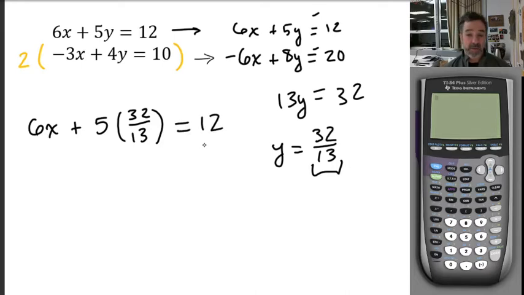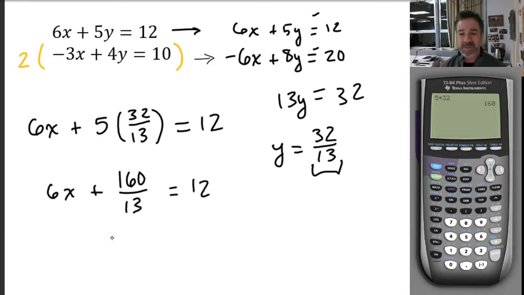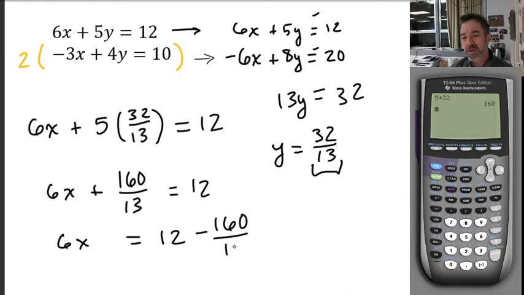Not pretty numbers. So what I'm going to do is model how I would do this if I didn't have a TI-84 Plus calculator, and then how I'd do it if I did. My problem is I'm not great with arithmetic, but I've got 5 times 32. So this fraction becomes 160 over 13. That's going to equal 6 times x plus, and then equals 12. So I'm going to subtract this 160 thirteenths from both sides. So it's going to give me 6x equals 12 minus 160 over the number 13.